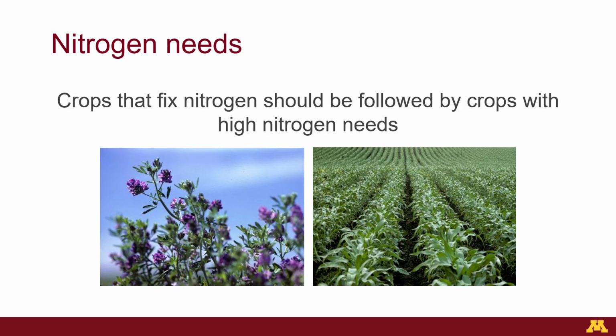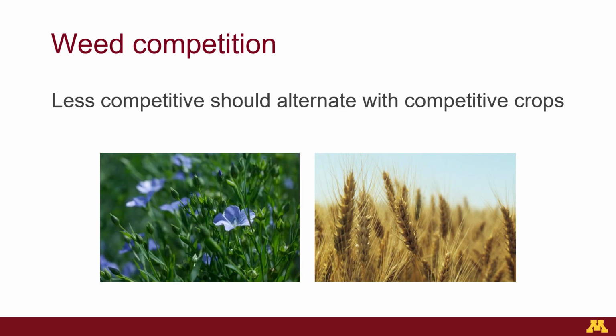Crops that fix nitrogen, such as alfalfa, should be followed by crops that can get the most use of that nitrogen, such as corn. Weed pressure may build in crops that don't compete well with weeds, so less competitive crops, such as flax, should alternate with competitive crops, such as a small grain. Asking other farmers who have grown a specific crop can help you gauge how competitive a crop is.